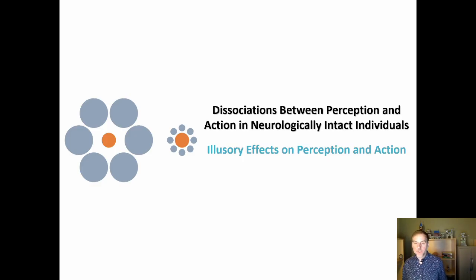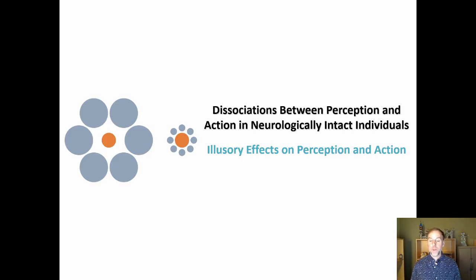Now in the second half of this class, we'll eventually come back to DF and RV, but we're going to look at dissociations between dorsal and ventral functions in neurologically intact individuals. And this is interesting because we can show, in even you and I, that the dorsal and ventral streams will have differences of opinions on the same task or similar tasks.